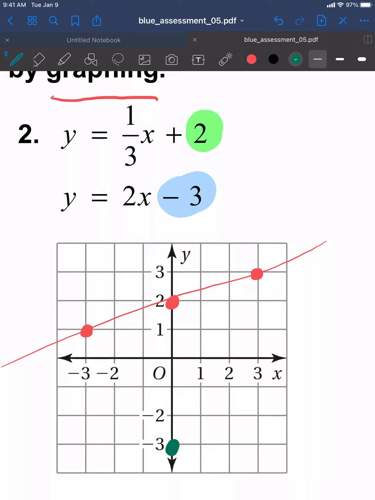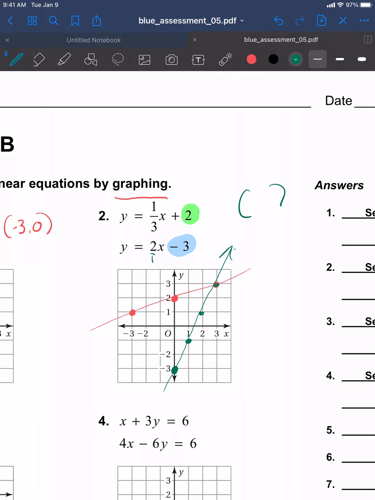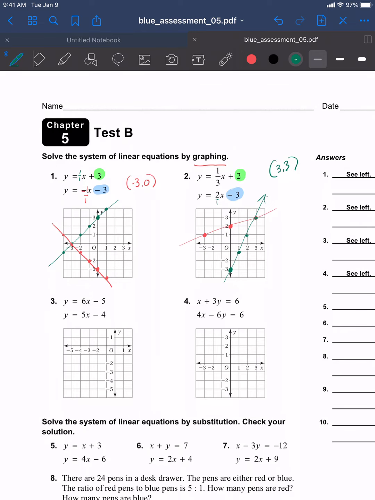What's the slope? That means what? I could go down 2, back 1, or I could go up 2 over 1, up 2 over 1, up 2 over 1, up 2 over 1. Do you see where they cross? What is the point? 3, 3. Very good. How do you guys feel about 1 and 2?